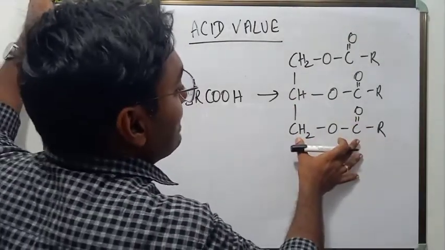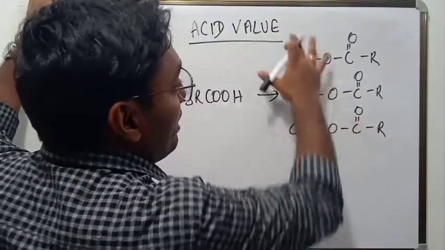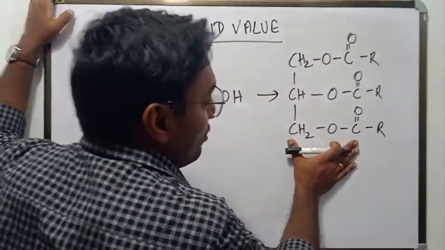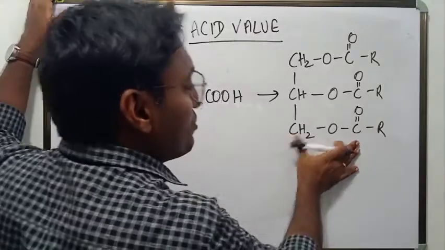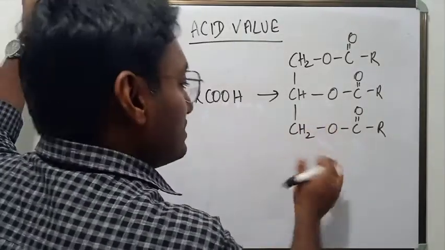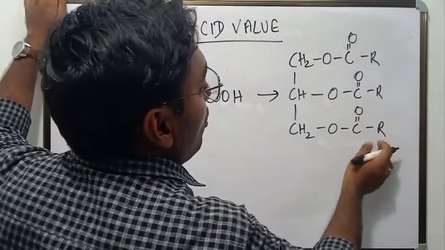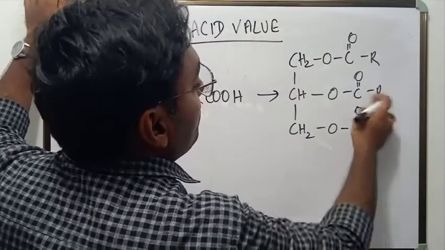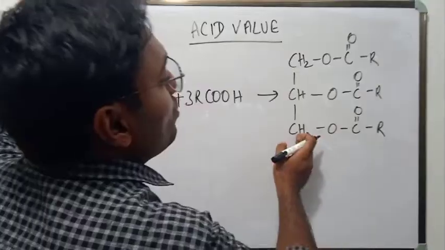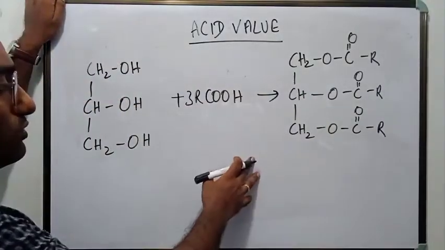We also call it a triglyceride. So a fat molecule looks like this, or a triglyceride looks like this. Both fat molecule and triglyceride are the same thing. It is the triester of long chain fatty acids linked to glycerin or glycerol.